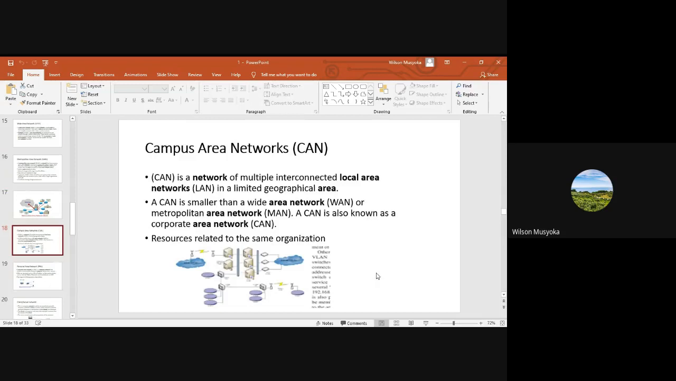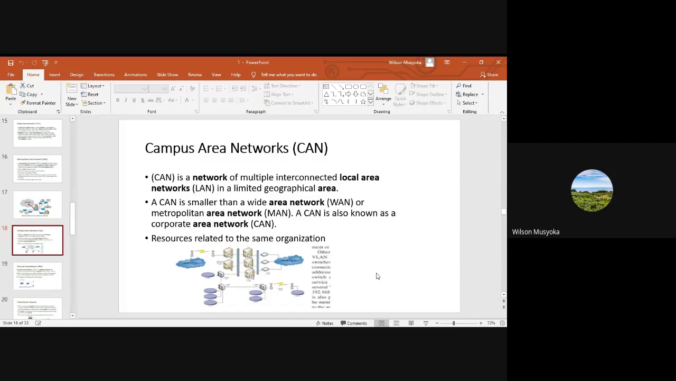So let us continue with a campus area network. Now, a campus area network is just a local area network. But here, the difference is that the size of the local area network has grown beyond the 1 kilometer limit.